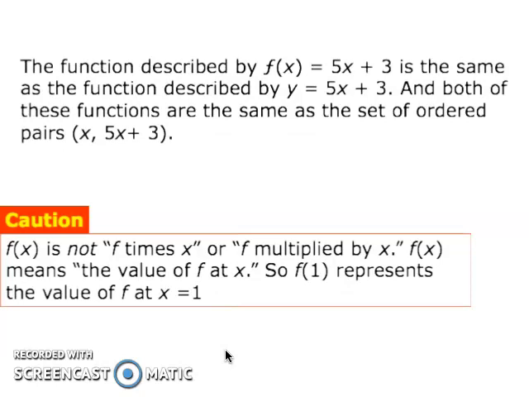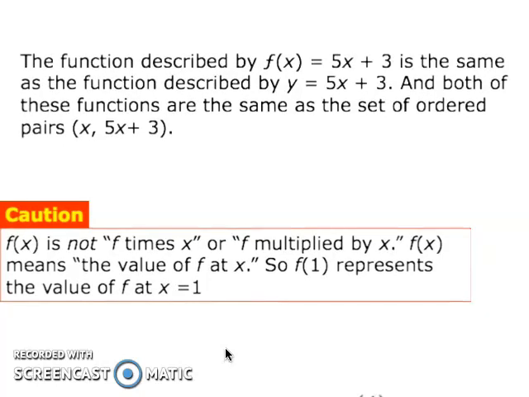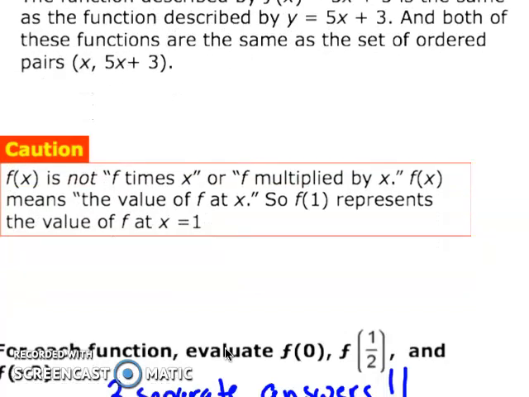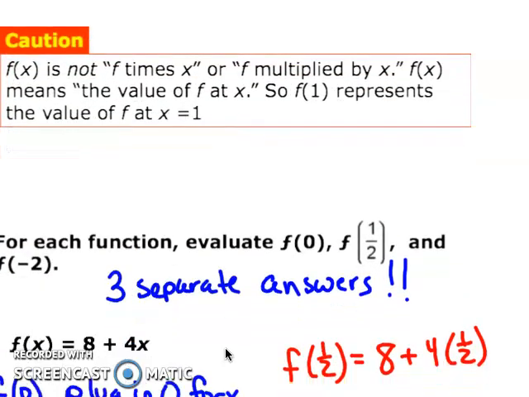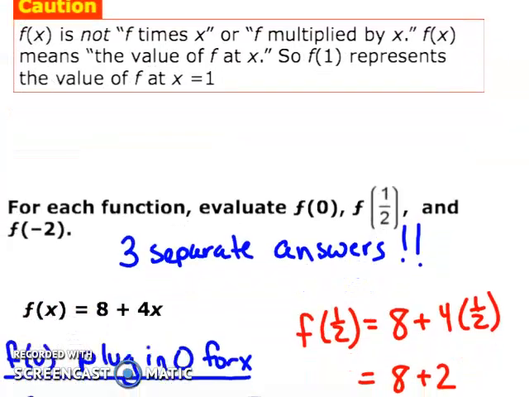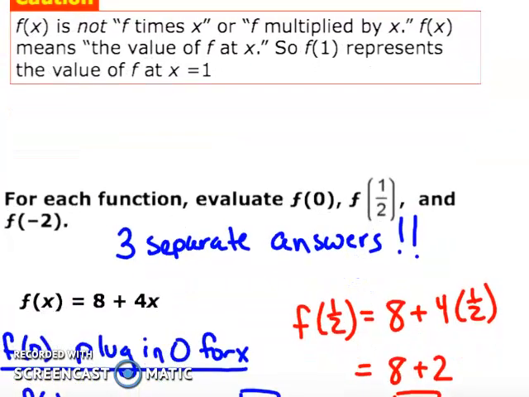F does not mean f times x, f multiplied by x, so don't get that confused. This is f of x, the value of x. Here's some examples. So if I want you to evaluate f of 0, f of a half, and f of negative 2. Those are 3 different answers, 3 different equations that you have to set up.